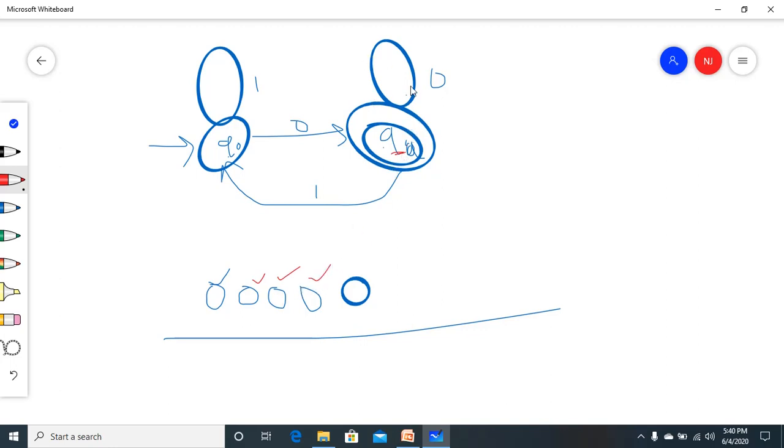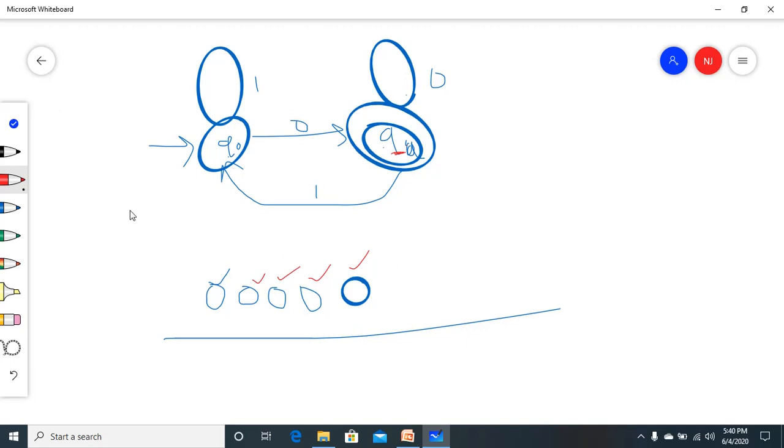If the input is 0, we have to remain in that state only. And when we read the last symbol, if we remain in a final state after reading the full string, then we say the string is acceptable. And if we are in either the starting state or any intermediate state after reading the full string, then we simply deny the given string. That string is not part of our language.